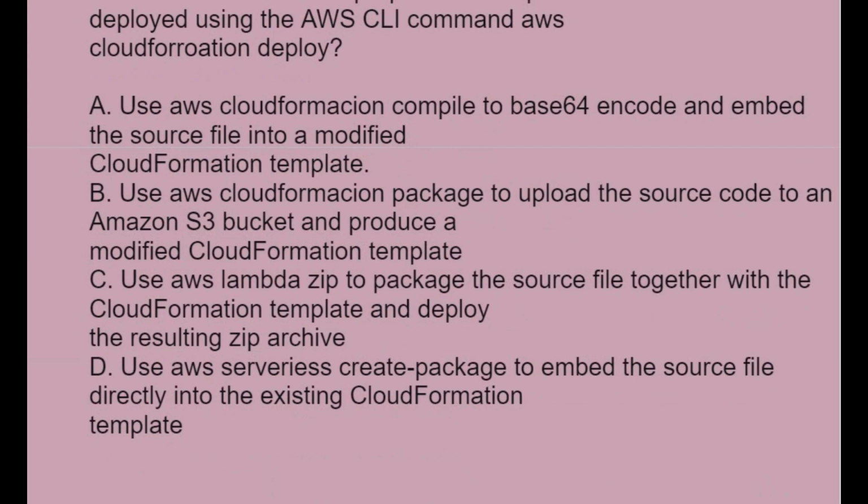Option A, use aws cloudformation compile to base64 encode and embed the source file into a modified CloudFormation template. Option B, use aws cloudformation package to upload the source code to an Amazon S3 bucket and produce a modified CloudFormation template. Option C, use AWS Lambda zip to package the source file together with the CloudFormation template and deploy the resulting zip archive. Option D, use AWS serverless create-package to embed the source file directly into the existing CloudFormation template. Correct answer is option B.